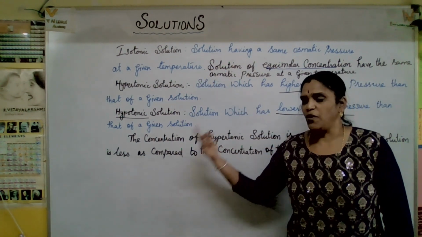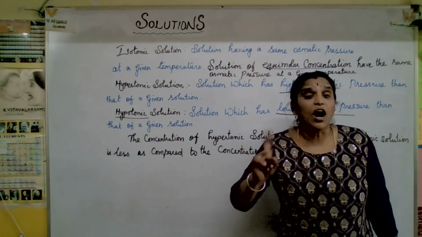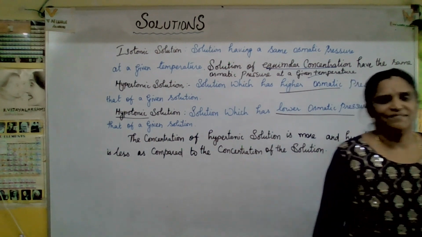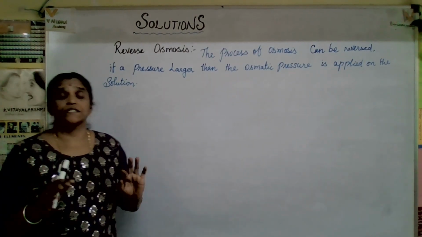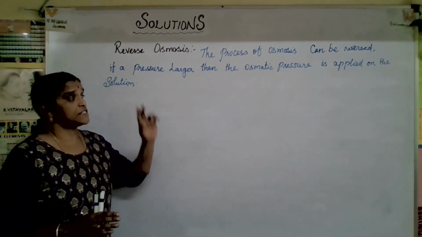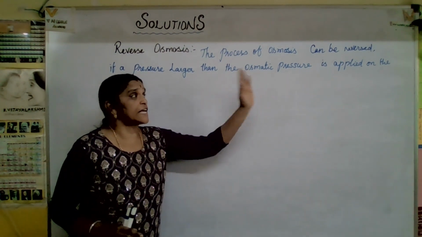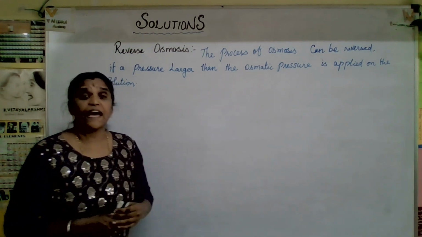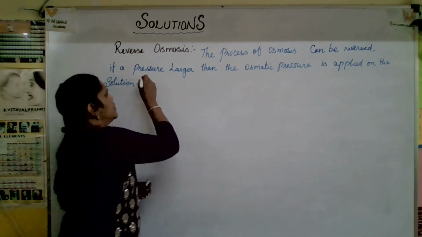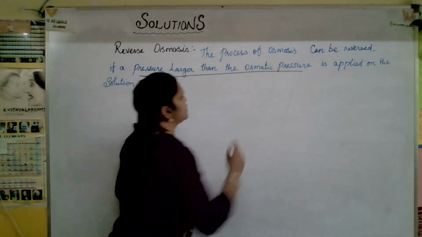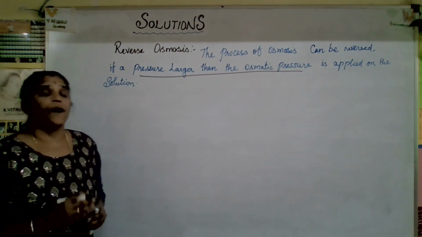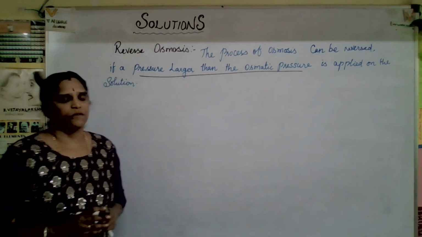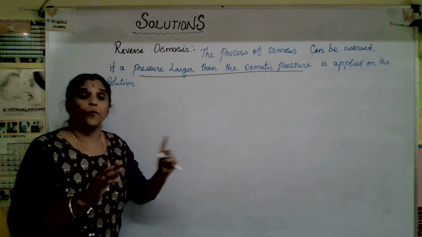Got it? Now let us identify the RO process, that is reverse osmosis. How does reverse osmosis happen? The process of osmosis can be reversed if a pressure larger than the osmotic pressure is applied on the solution. That is called reverse osmosis. Let us identify it very clearly.